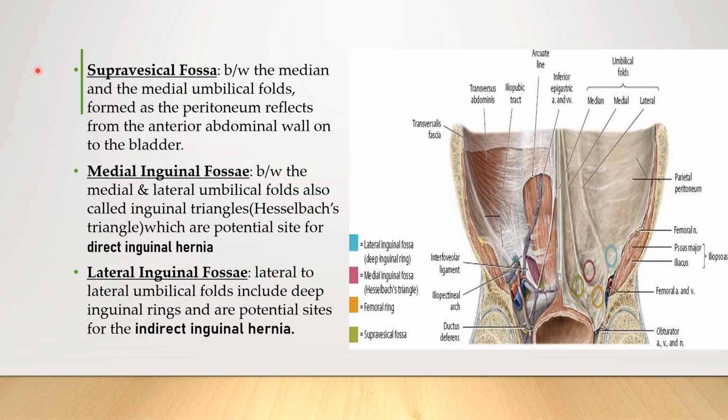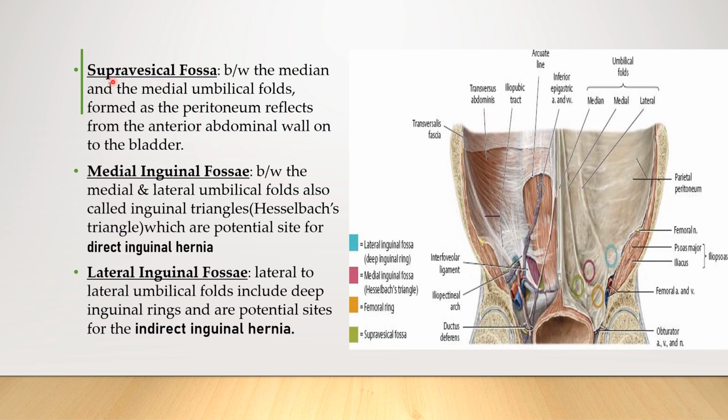Students, let's proceed towards the fossa. I told you in the previous slide that there were peritoneal folds present on the posterior surface of the anterolateral abdominal wall. So this is the posterior surface of the anterolateral abdominal wall, and these are the 3 folds you can see very easily. This is the median umbilical fold containing the median umbilical ligament. This is the medial umbilical fold containing the medial umbilical ligament, and this is the lateral umbilical fold containing the inferior epigastric vessels. So the fossas will be located between these folds.